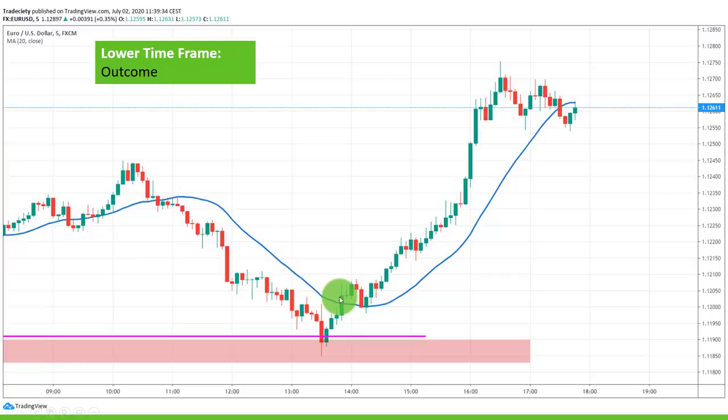You can see we have the breakout of the moving average. We have a picture perfect pullback retest into the moving average, a very, very strong signal. And you can see the market then completely exploded after the rejection on the higher time frames.